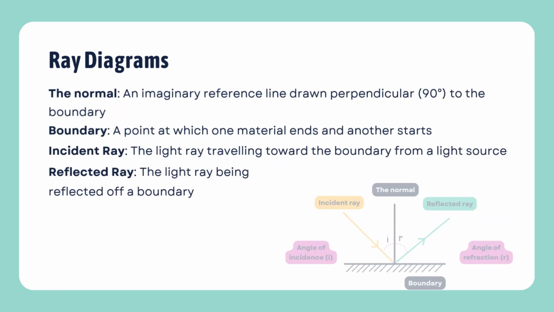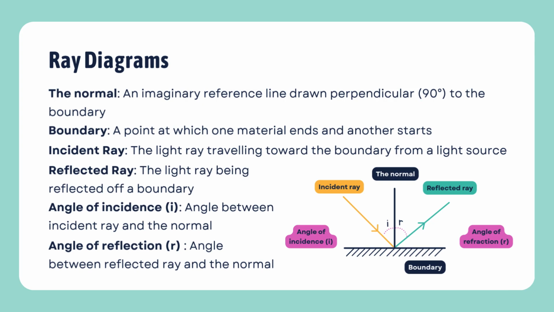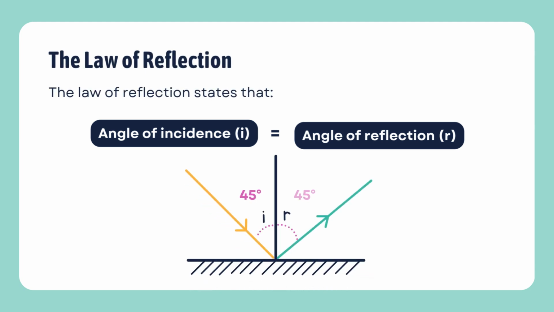Normal and angles. Before measuring the angles, we draw an imaginary line exactly at 90 degrees to the mirror. This line is called the normal. The angle between the incident ray and the normal is called the angle of incidence, represented by I. The angle between the reflected ray and the normal is called the angle of reflection, represented by R. Remember this carefully because students often confuse the normal with the mirror itself.